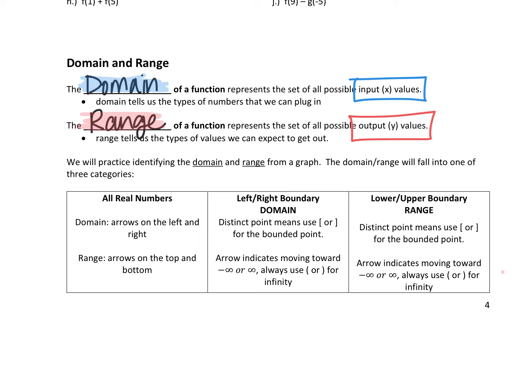At domain, we look left to right. It's either going to be all real numbers or you'll have boundaries, okay? So you'll see negative infinity today, you'll see positive infinity, you'll see brackets, you'll see parentheses. It's a little bit confusing to just talk about. It's easier to look at some examples. So if you could flip to the next page.